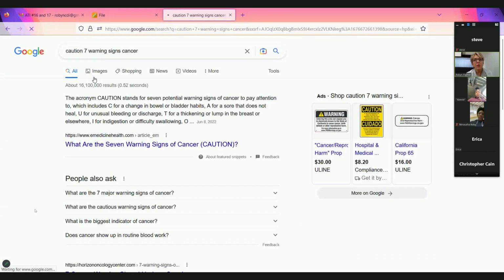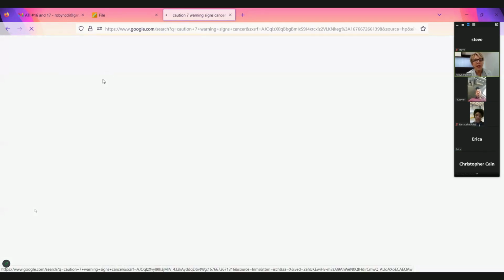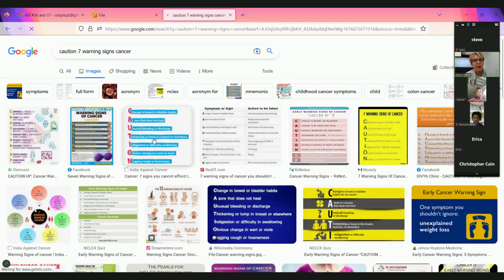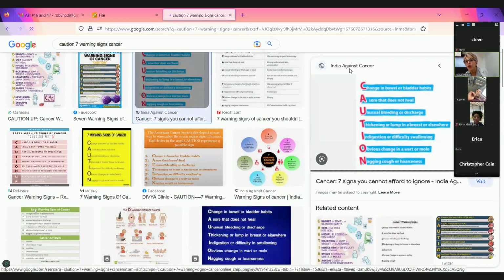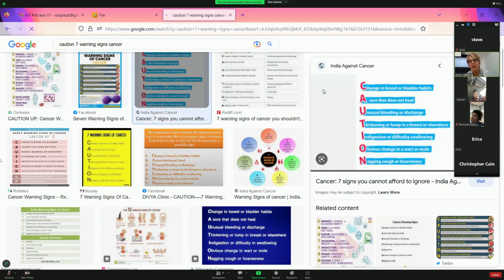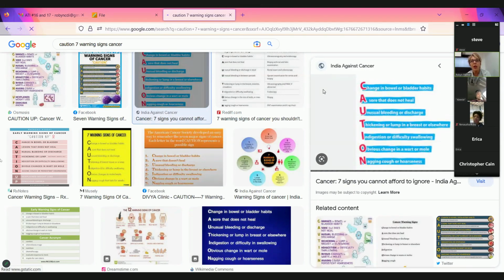So it was a change in bowel or bladder, a wound that does not heal. Let's see if we can bring this up. A wound or sore that does not heal. Unusual bleeding or discharge, thickening or lump, that's kind of a nodule that you'd find. Indigestion or difficulty swallowing, obvious change in a wart or mole, and nagging cough or hoarseness. Okay, so if you remember the term CAUTION, you'll remember the 7 warning signs of cancer.